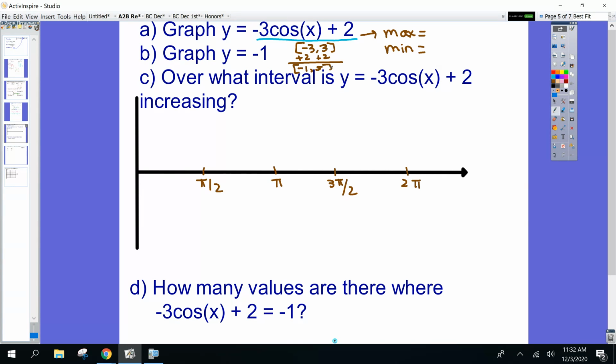Okay, there you go, guys. So min -1, max 5. That's good to know because I got to put it on my y-axis. -1, 5. And also, you want your midline to be on here as well.